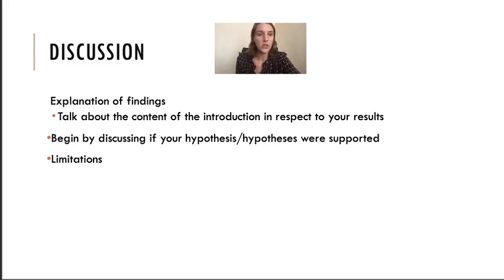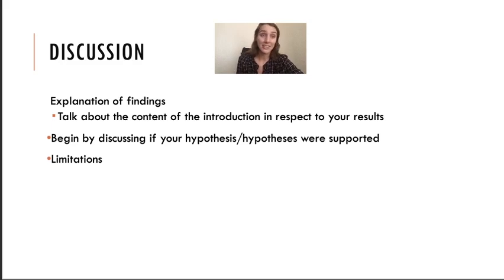So as alluded to, the discussion section explains your findings. This is where you get to sort of put yourself into this. You get to talk about the content of your results and how it relates to your introduction of the topic. So you'll basically be discussing whether or not your hypothesis was supported. And you'll be including limitations of the study. And limitations are ways that the study could have been improved.